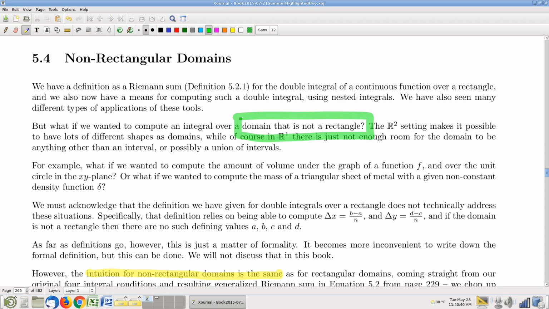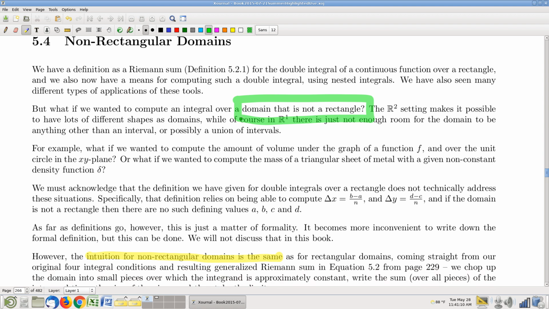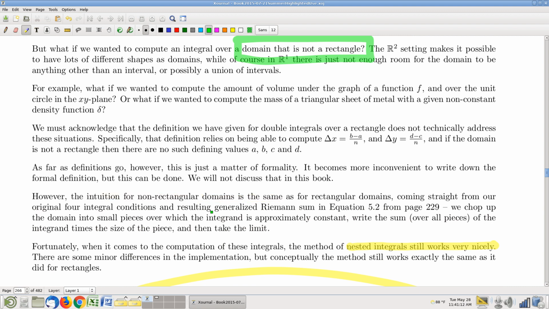By the way, life is chock full of two-dimensional things, accumulations over two-dimensional regions that are not rectangles. So this is a big deal, and this is a kind of hairy matter, and this is something that we're going to sidestep the formalities of here. I'm not going to write down formally the definition of an integral over a non-rectangular domain. What I'm going to do is make the case that the intuition is the same.